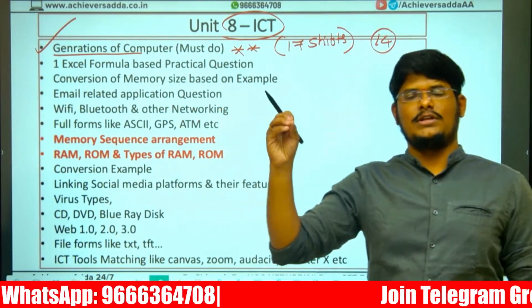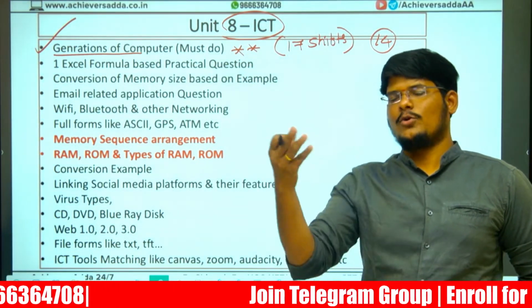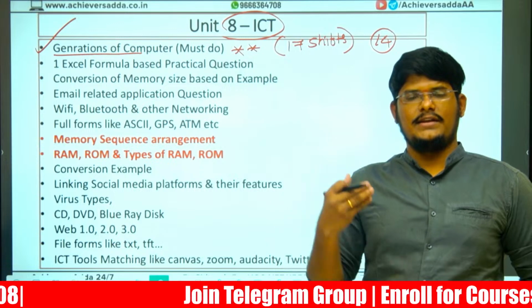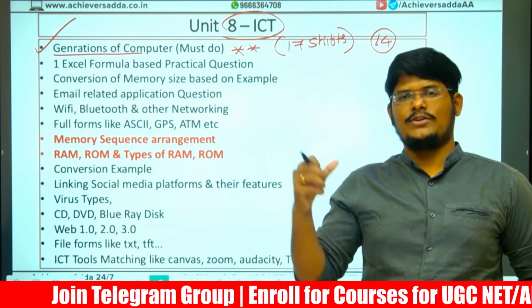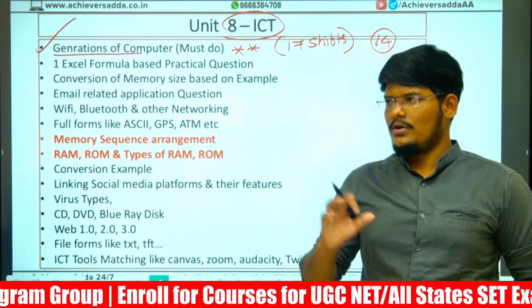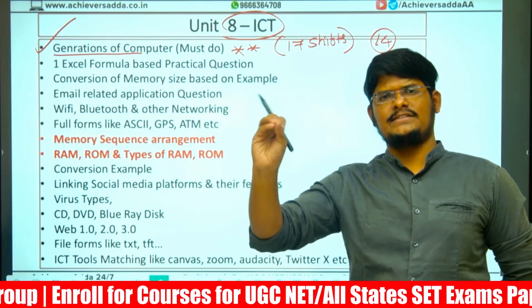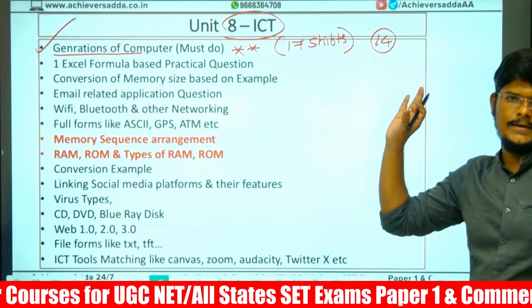Like in fourth generation computers, what is the major innovation used? Microprocessor or very large scale integrated circuit. In first generation, vacuum tube. In second generation, transistor. In third generation, integrated circuit. Either first, second, third, fourth, fifth, the five generations are simply getting repeated.